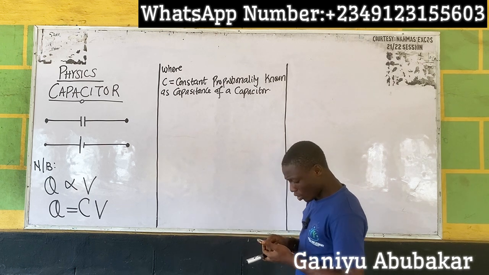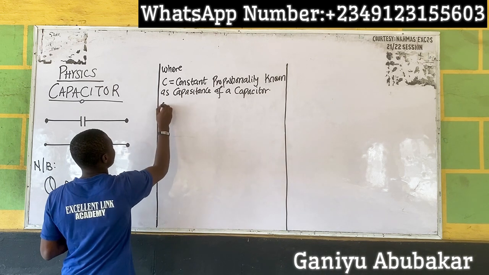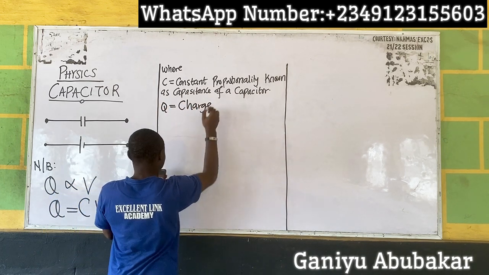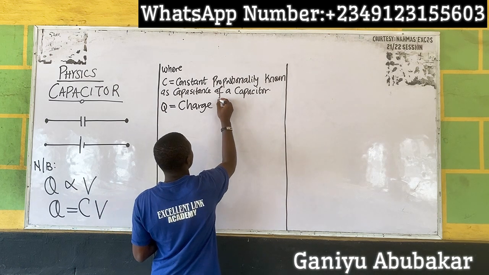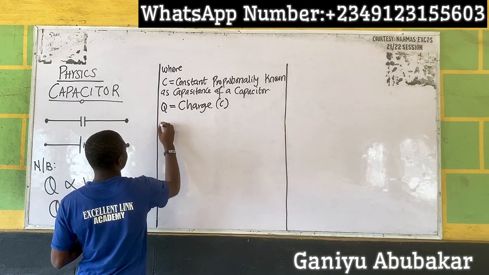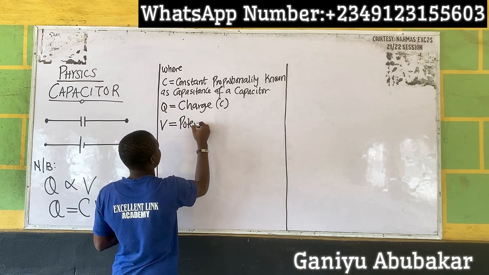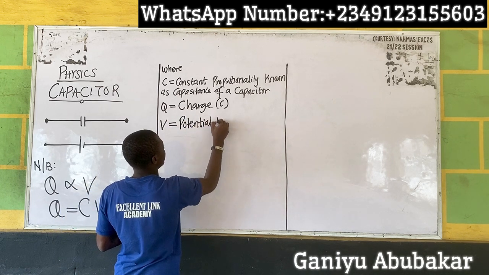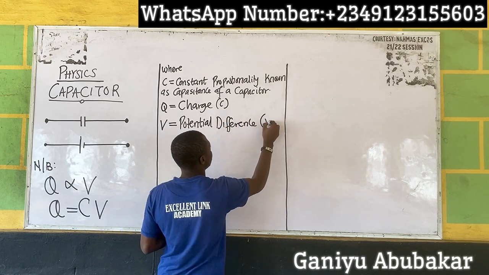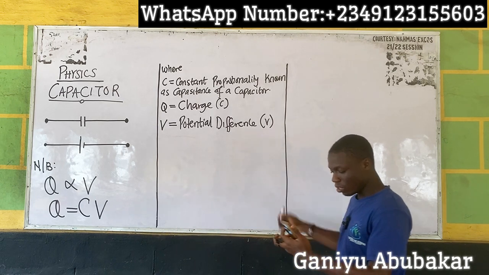Also important to note that Q is called the charge, of course in coulombs. Also, the V there is called the potential difference, of course V, as shown on the board.